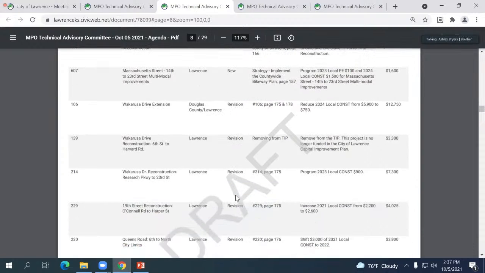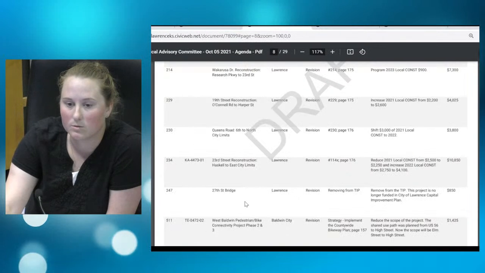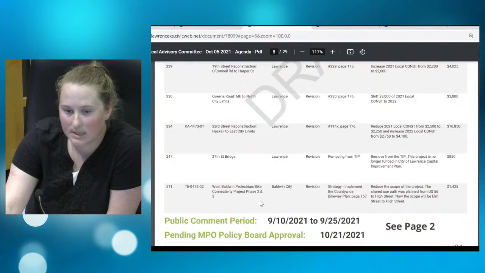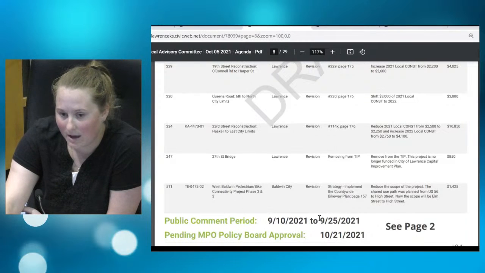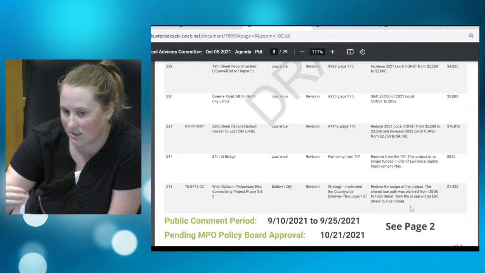There are also 2 projects being removed from the TIP through this amendment, and typically we don't remove projects from the TIP until we update it, but the Wakarusa Drive project and the 27th Street Bridge project were both unfunded projects in the City of Lawrence's capital improvement plan, so we removed those. Another change in the TIP is the scope of the Baldwin City shared use path. It used to be from Highway 56 to High Street, and now it's from Elm Street to High Street.